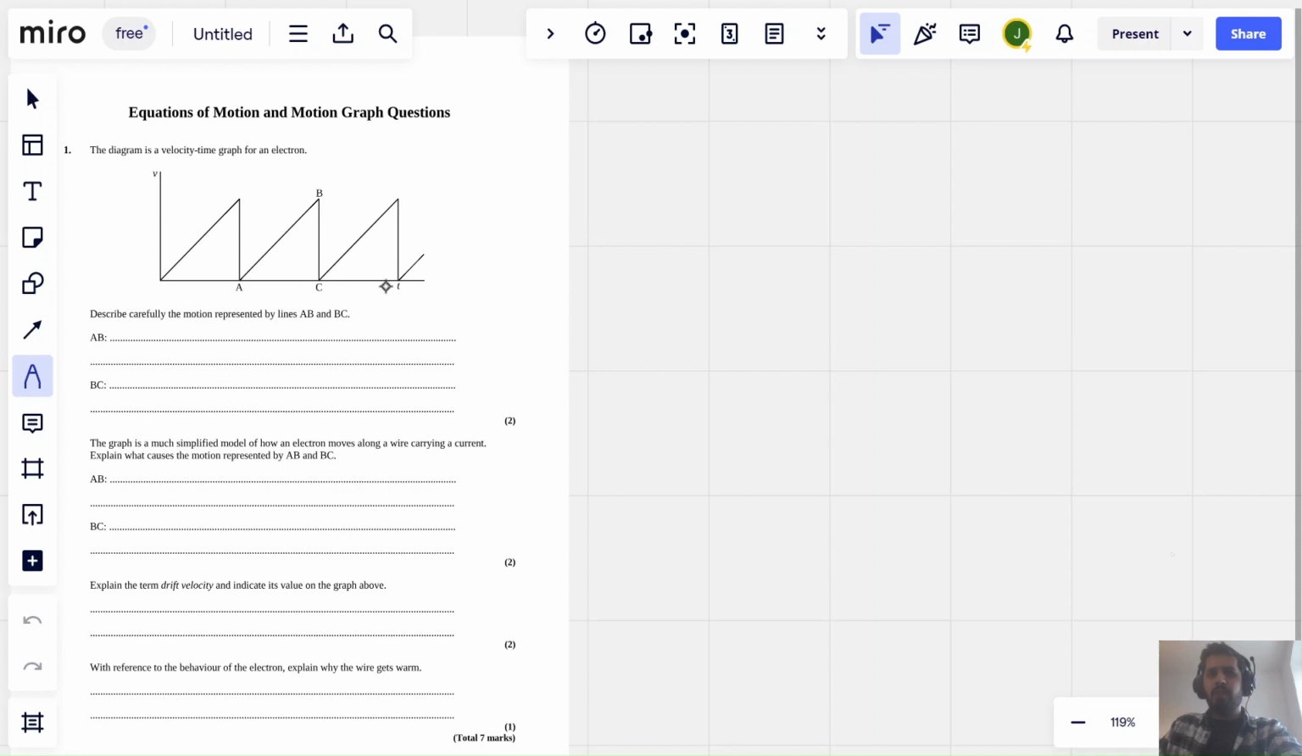For example, for a velocity versus time graph, the slope gives us acceleration, right? And what about the area under the graph? The area under a velocity-time graph will give us the distance traveled. But if this were a distance-time graph, then the slope would give us velocity instead of acceleration.